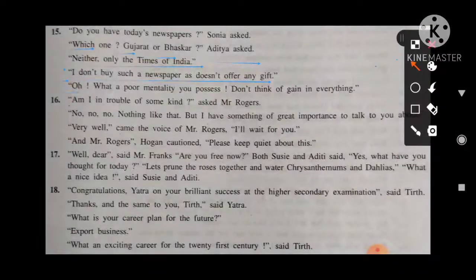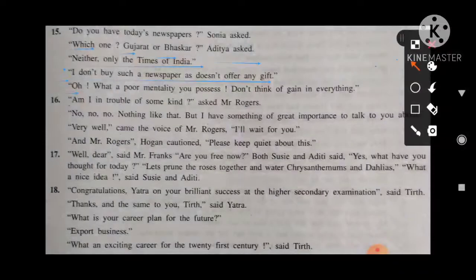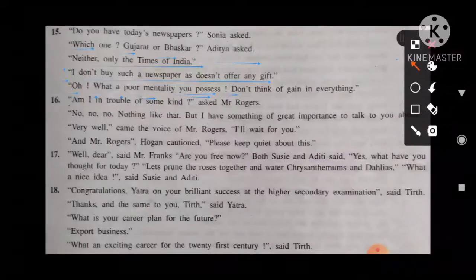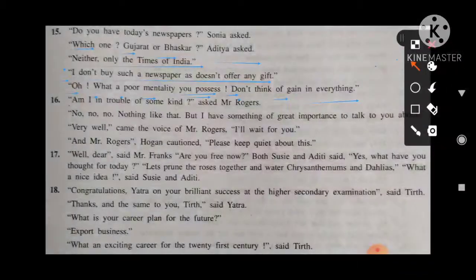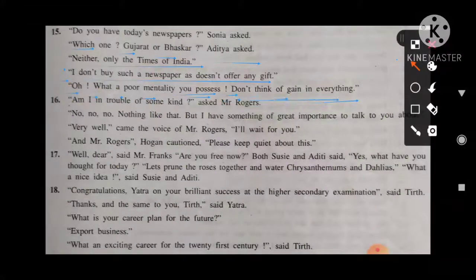Sonia exclaimed with disgust that he, you यानी कि आदित्य बॉय है, so he possessed a very poor mentality and forbade to think of gaining everything. या आप लास्ट सेंटेंस ऐसे भी फ्रेम कर सकते हो, and told Aditya not to think of gaining everything.